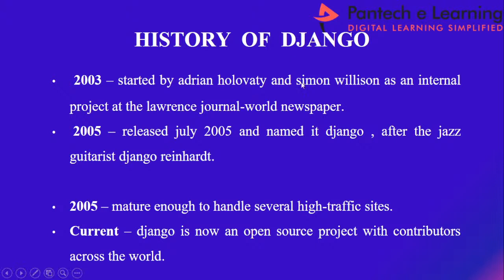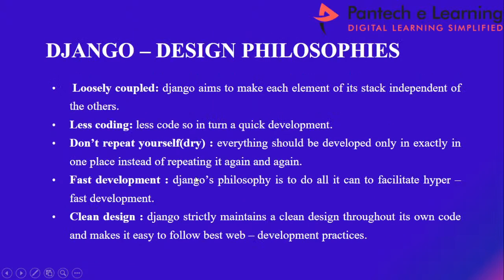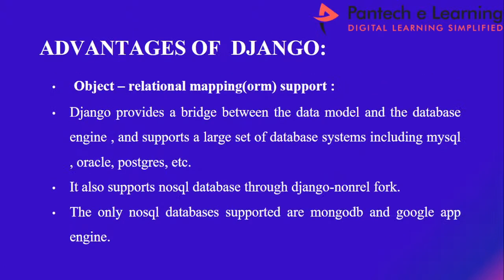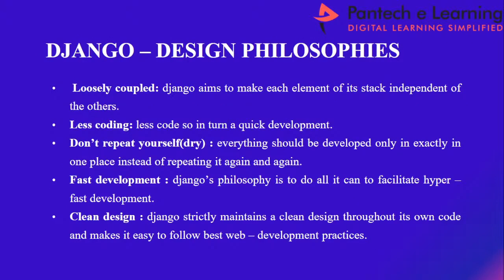Next I am going to discuss the history of Django. Two people in the year 2003, including Simon Willison, started an internal project. And then in 2005, it was named Django after the jazz guitarist Django Reinhardt. Clear with this? I am just giving a brief history of Django, who developed this.